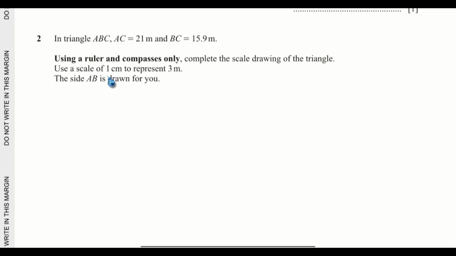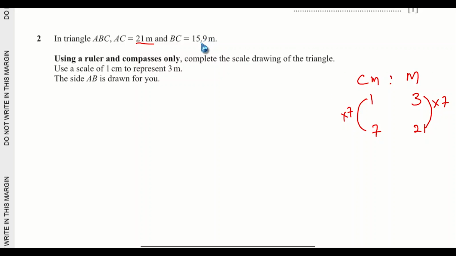From the given scale, we can write centimeters ratio meters, and we are told that 1 centimeter represents 3 meters. If you have the length AC to be 21 meters, that will be 21 here. What's done to 3 to get 21? That is multiplied by 7. So you also multiply by 7 here. That will be 7 centimeters. So the length AC, which is 21 meters, will be 7 centimeters on paper.